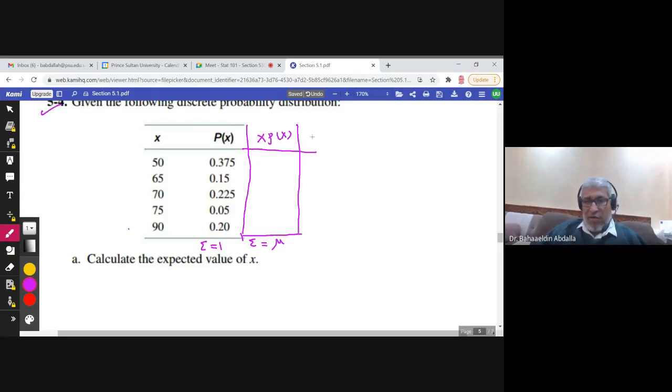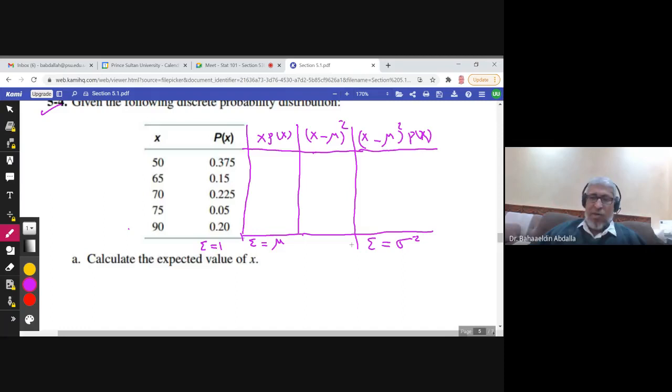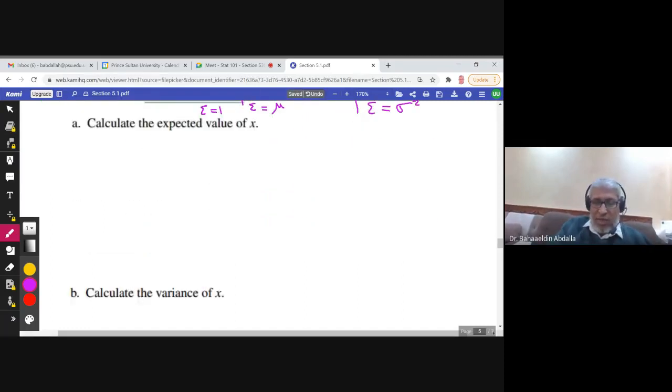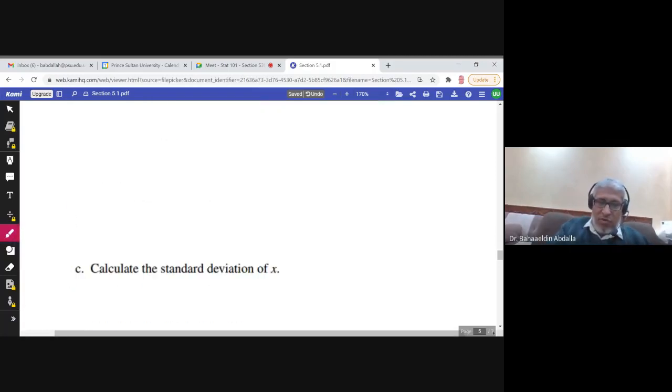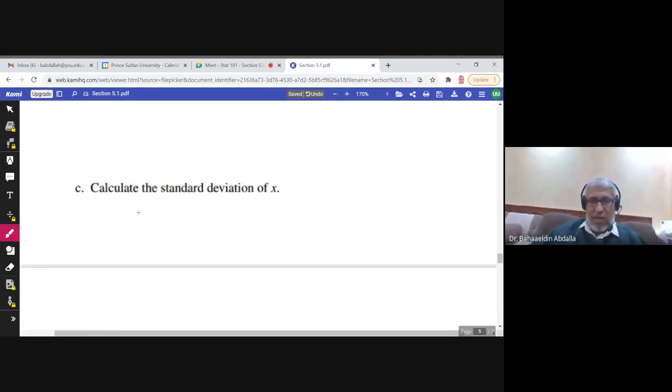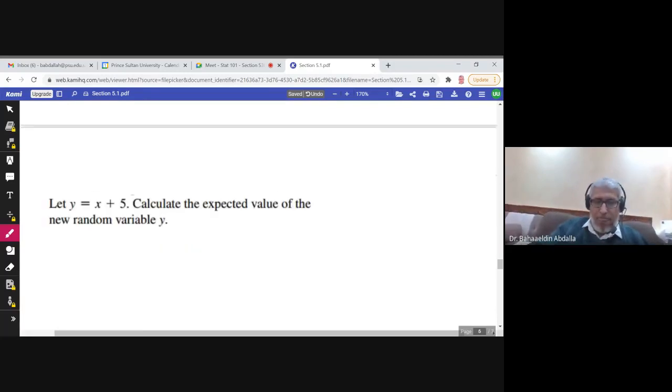And to find the variance, you can find x minus mu squared, a column for x minus mu squared, if you like, and then a column for x minus mu squared times p of x, if you like. Okay. And here, the sum of this column will give you the variance, sigma square. All right. This is if you want to use columns. So please calculate the variance, calculate the expected value, and take the square root of the variance and give me the standard deviation of x.